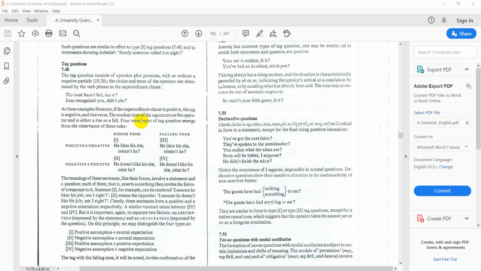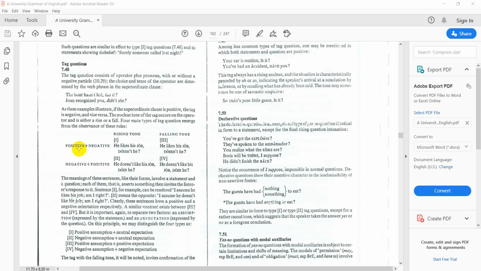The nuclear tone of the tag occurs on the operator, so the stress will be on the operator, not on the pronoun, and is either a rise or a fall. Four main types of tag question emerge from the observance of these rules. Please have a look with me. As you see, you have four types: 1 and 2 with a rising tone, and 3 and 4 with a falling tone.